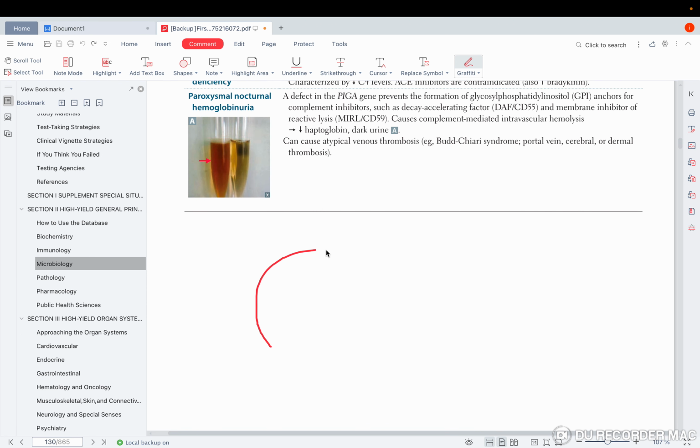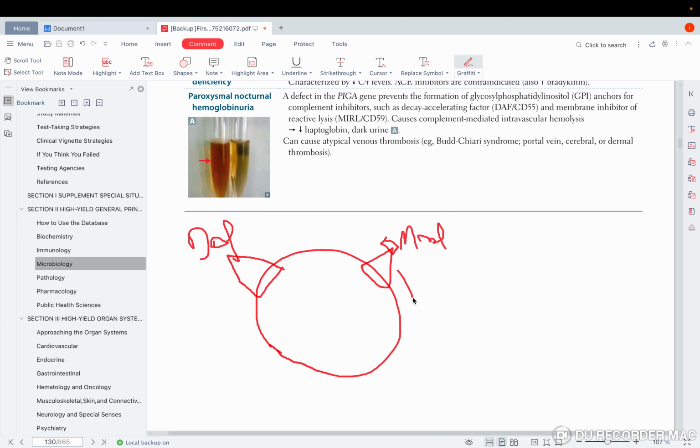So if we speak about paroxysmal nocturnal hemoglobinuria, guys, can somebody tell me please? We have the Merrill and the DAF. Merrill and DAF are held upon some protein. What do we call that protein? So we have the Merrill here holding into it, and here we have the DAF. Yes, it's the GPI, which is encoded by PIGA.